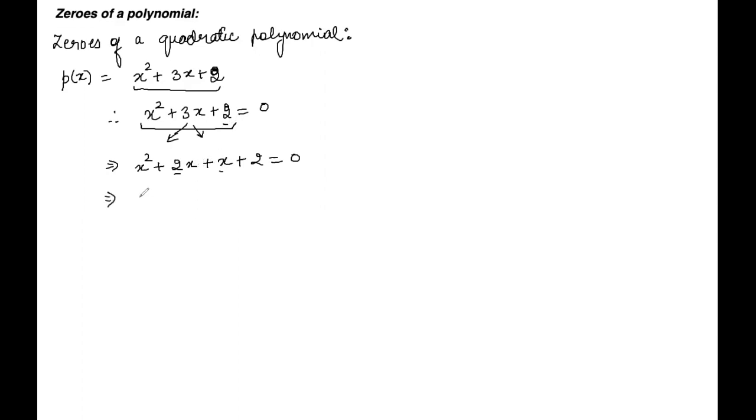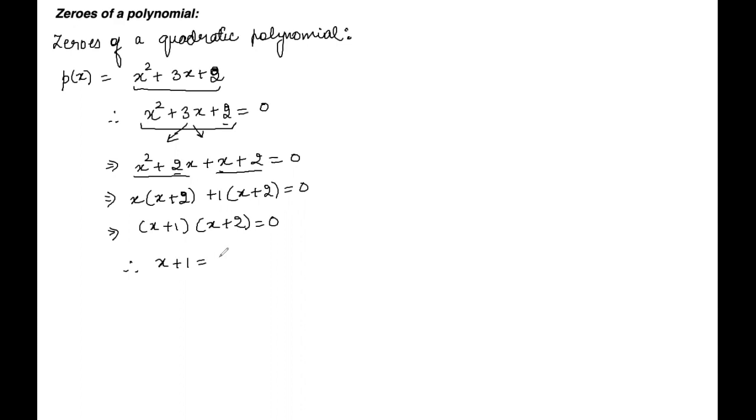So when we solve this, we'll take these two terms together and these two terms together, and take x common here, so it will become x plus 2 plus 1 and x plus 2. So we'll get x plus 1 into x plus 2 is equal to 0. Therefore, now here we have x plus 1 is equal to 0 and x plus 2 is equal to 0. So x is equal to minus 1 and x is equal to minus 2.